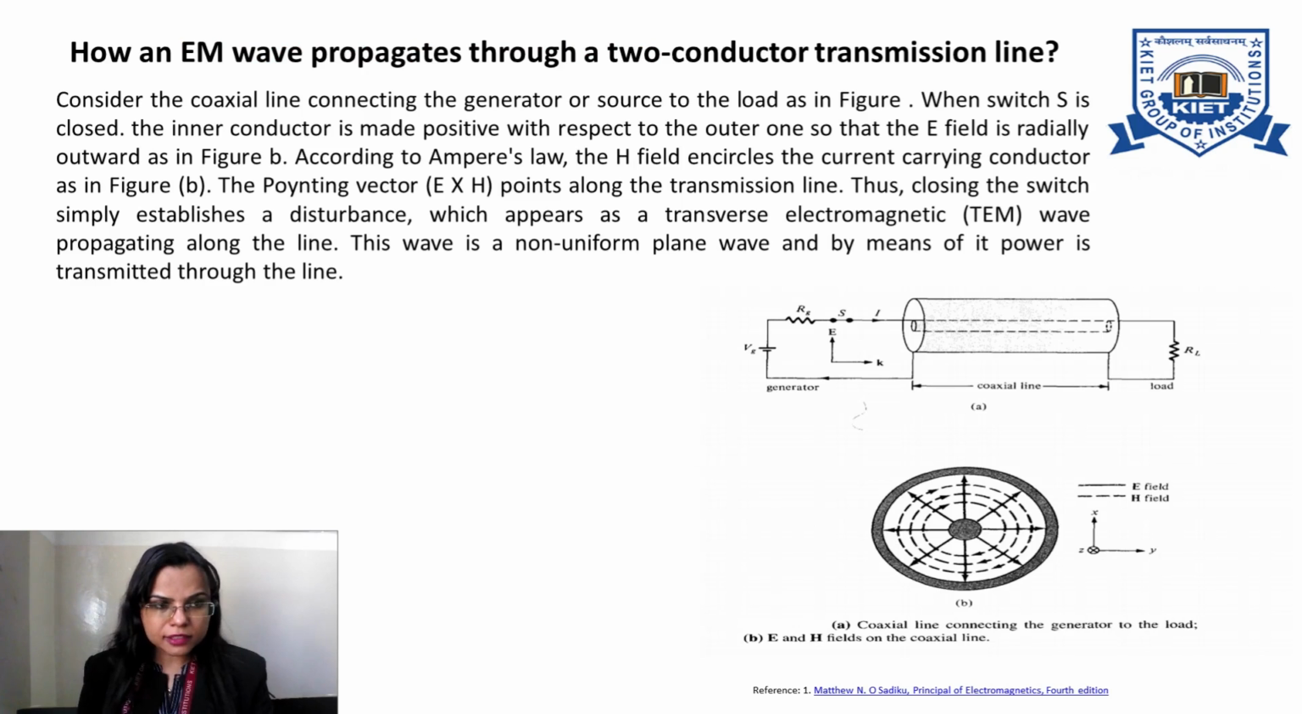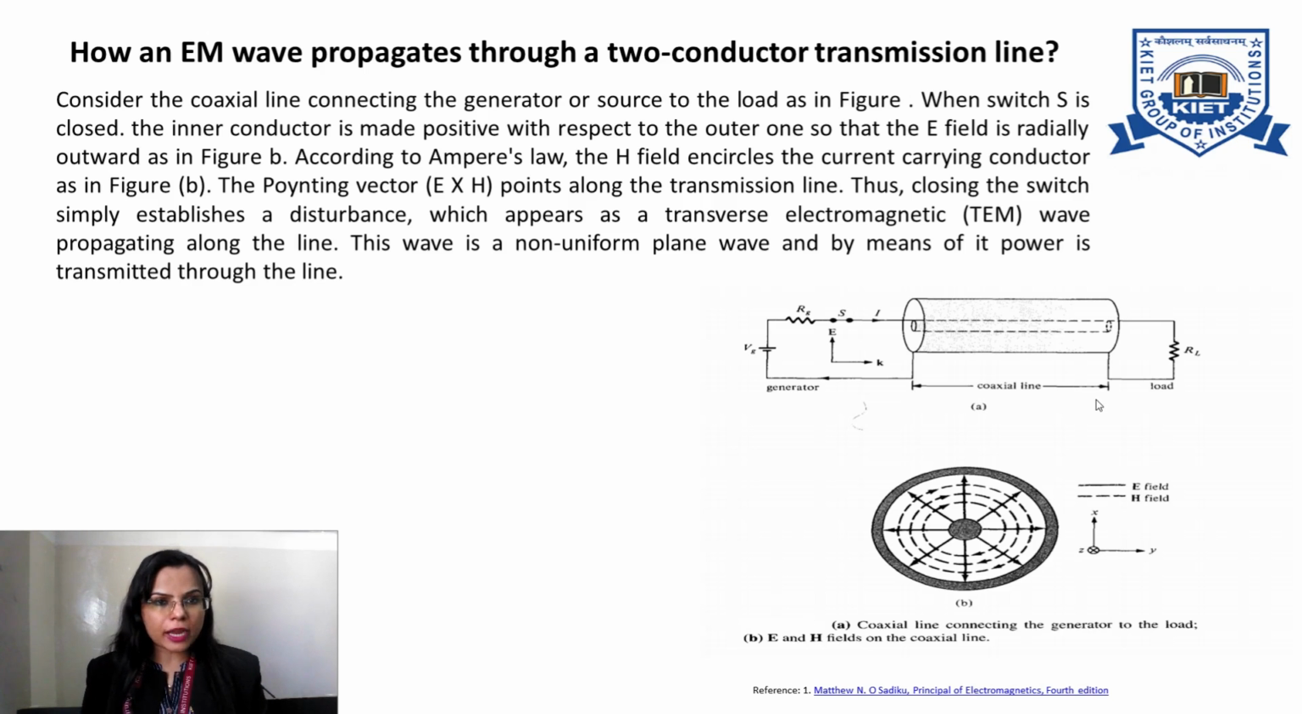So, let us study how EM waves propagate through a two-conductor transmission line. I am taking one example. This is a coaxial line and it is connected here with a generator and here with the load. So, consider the coaxial line connecting the generator or source to the load as shown in the figure. When switch S is closed, the inner conductor is made positive with respect to the outer one, so that the E field is radially outward as shown in figure B.